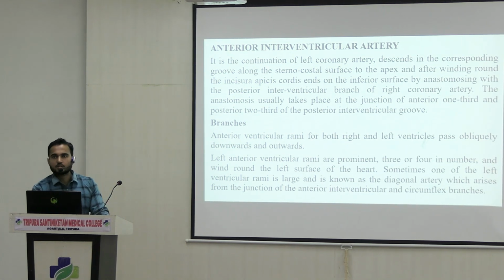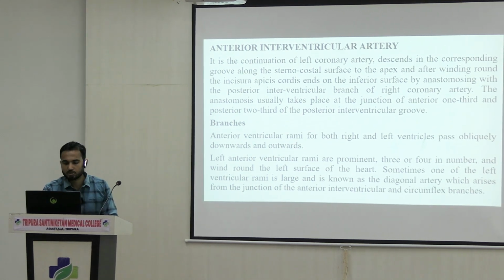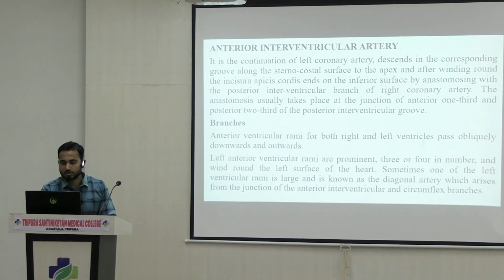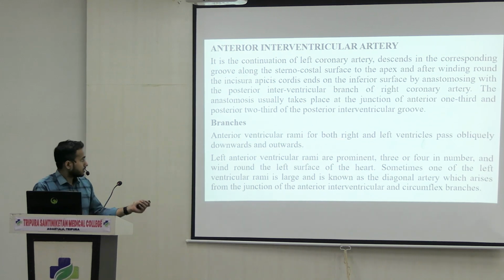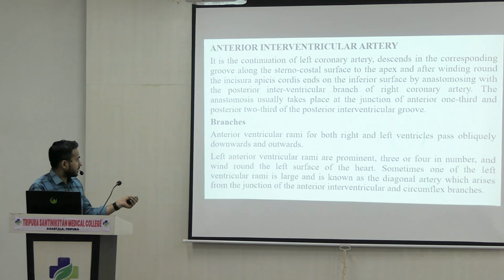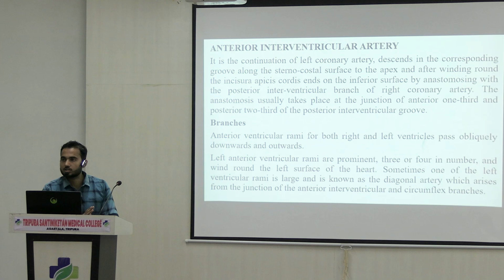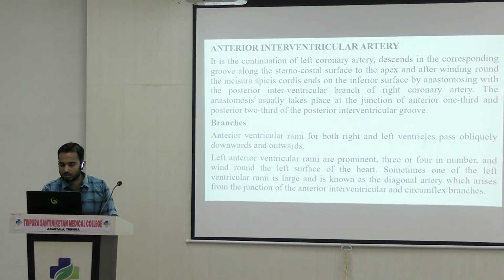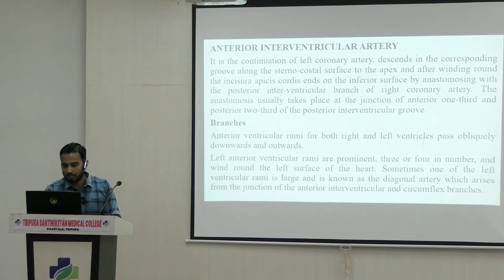Now this anterior interventricular artery also gives various branches. First of all, the anterior ventricular rami, for both the right and left ventricles. Next, the left anterior ventricular rami are prominent because they have to supply the left ventricle. Among them, one particular ventricular ramus is large, and that is called the diagonal artery.